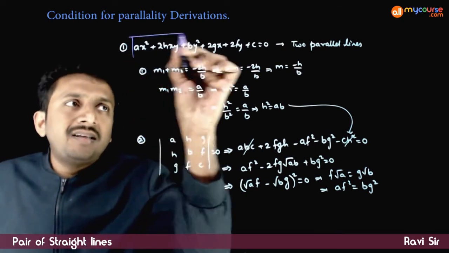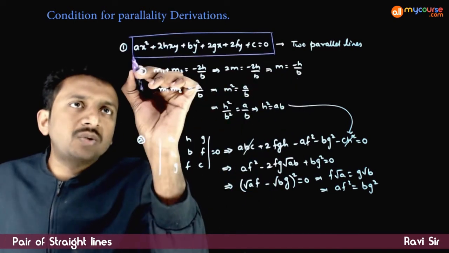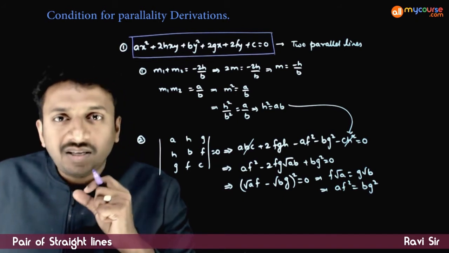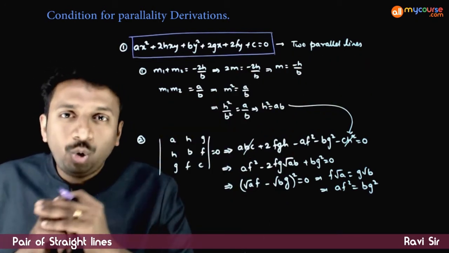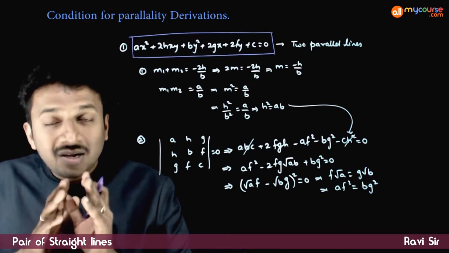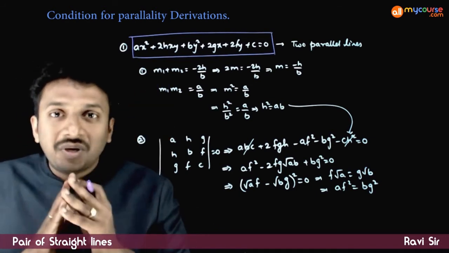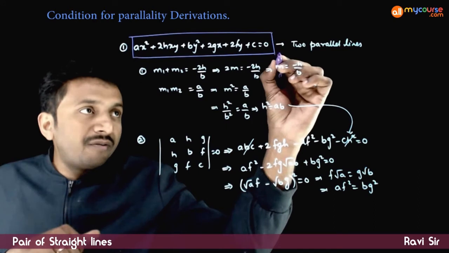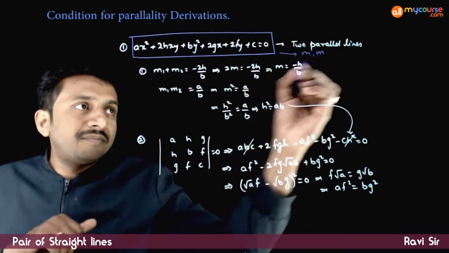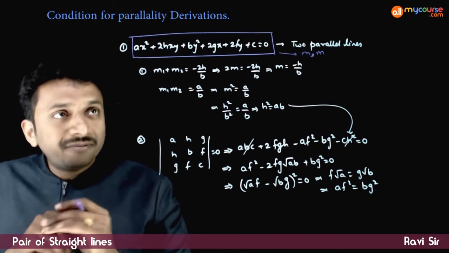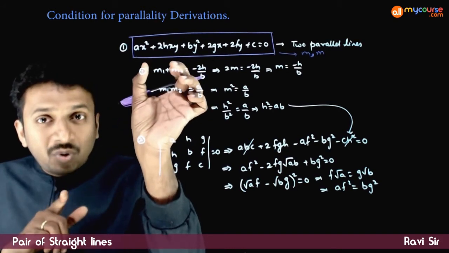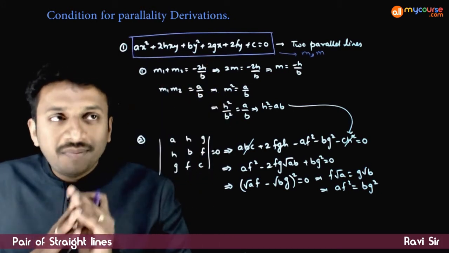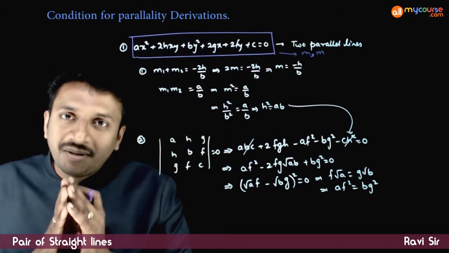Let us say that ax square plus 2hxy plus by square plus 2gx plus 2fy plus c is equal to 0 represents two parallel lines. That means both the lines making this equation have the same slopes, right? So let the slopes of the lines be m comma m. Now we know that if m1 and m2 are the slopes which make up this pair, m1 plus m2 is equal to minus 2h by b, and m1 m2 is equal to a by b.